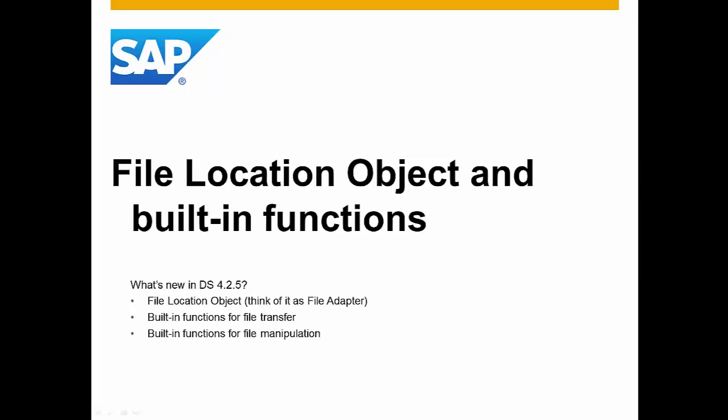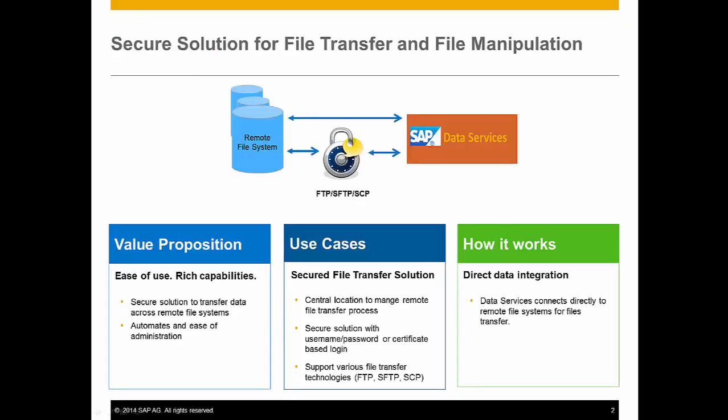In this tutorial, we will review how to use the Data Services File Location Object to transfer files from a remote system. In Data Services 4.2 Support Pack 5, a new concept called File Location Object is introduced. You might think of it as a file adapter, which can be used to create a native connection to a remote file system. In addition, we also added several built-in functions to allow users to transfer and manipulate files natively in Data Services. In this release, we offer a much more seamless and integrated file transfer solution for our users.